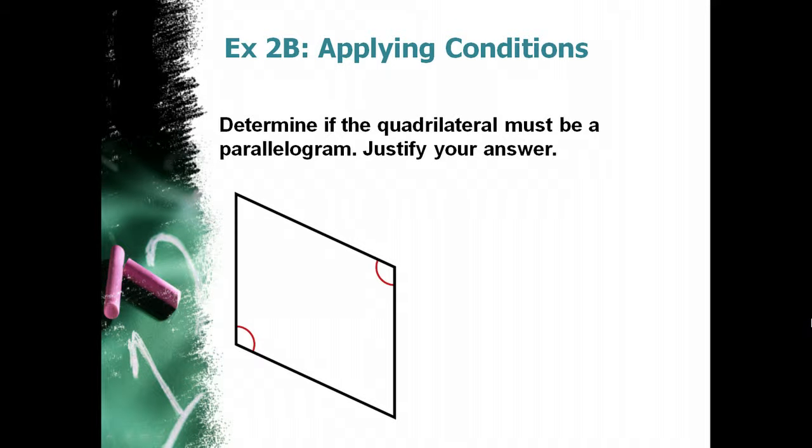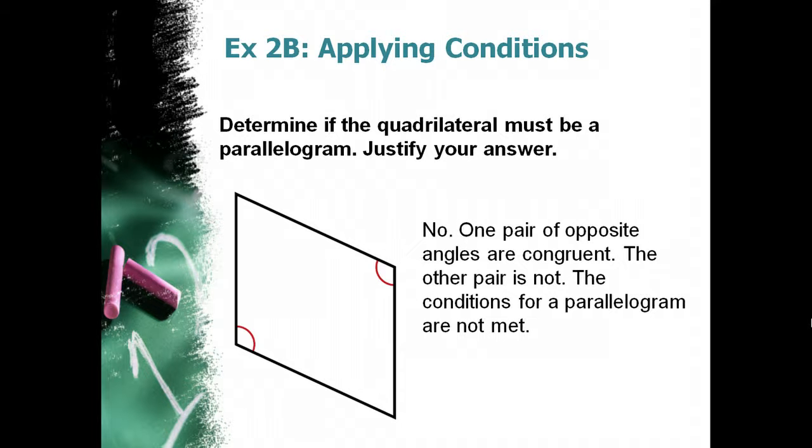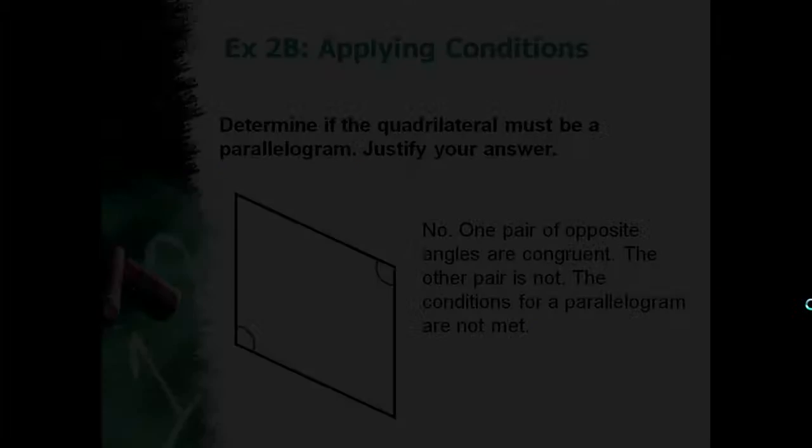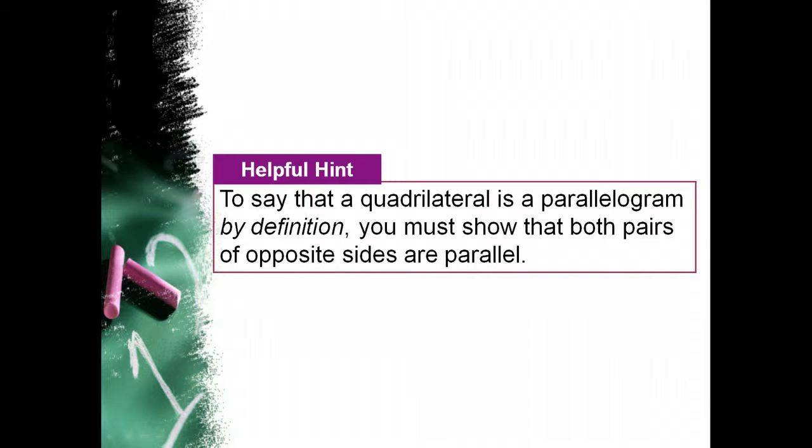Let's look at this one and see if we can decide if it's a parallelogram. We have opposite angles that are congruent, but it's only one pair. Since it's not both pairs, it doesn't meet the conditions, so we can't determine if it is a parallelogram or not. To say that a quadrilateral is a parallelogram, by definition, you must show that both pairs of opposite sides are parallel, or that both pairs of opposite angles are congruent.